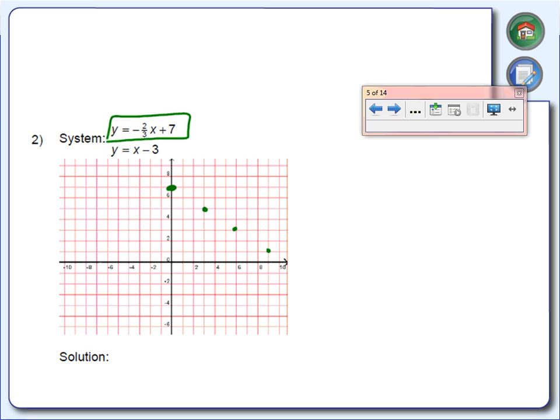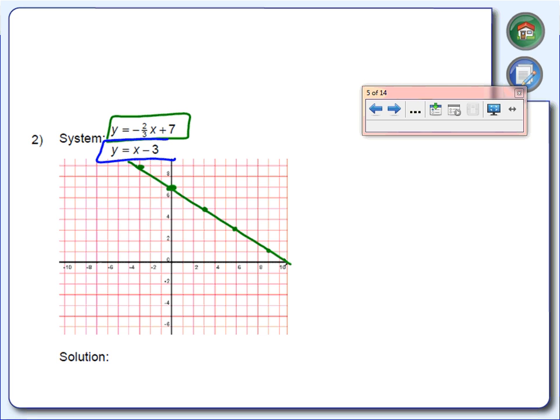I can do the same thing going the other direction. Up 2, 3 to the left. Connect those points. And there's your line. That is the graph of y equals negative 2/3 x plus 7.